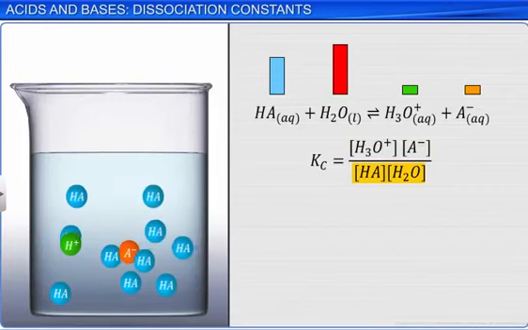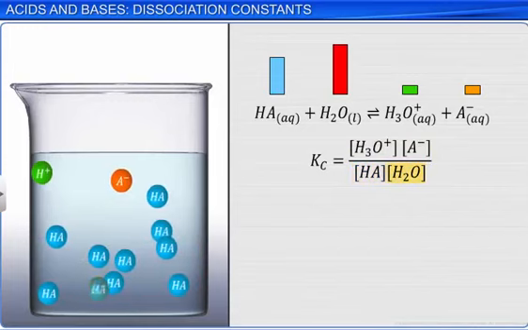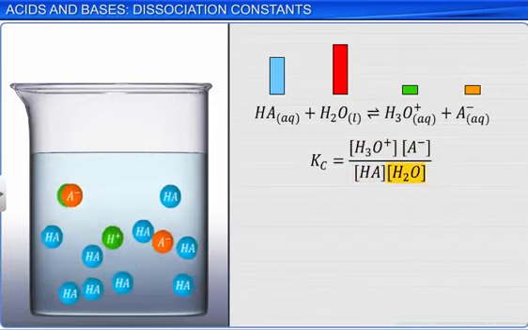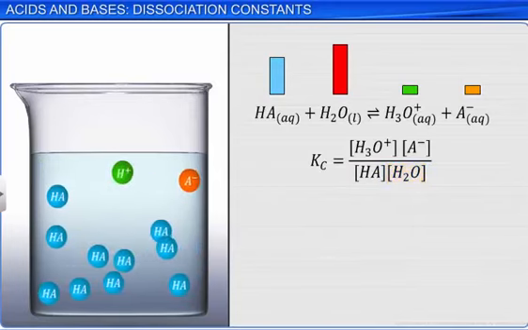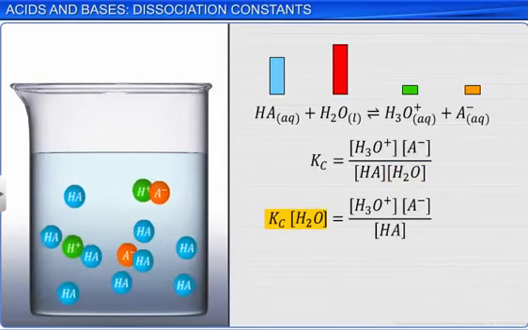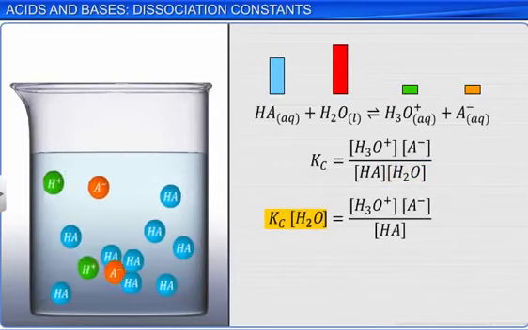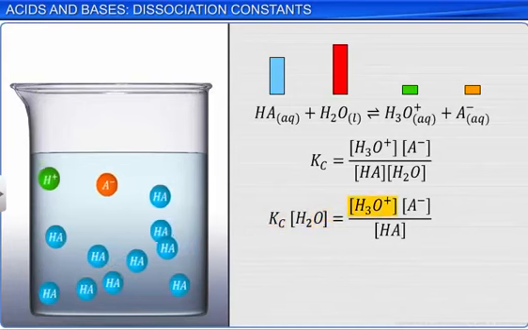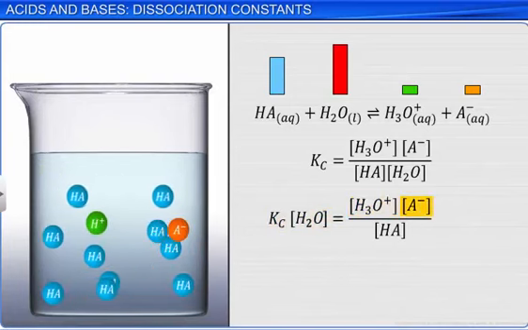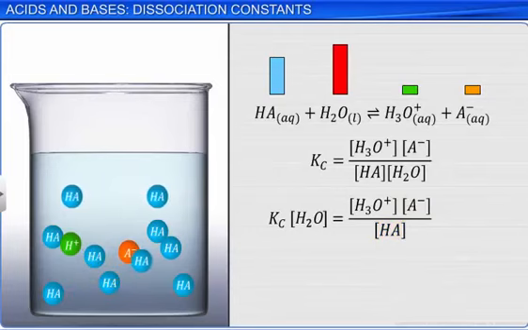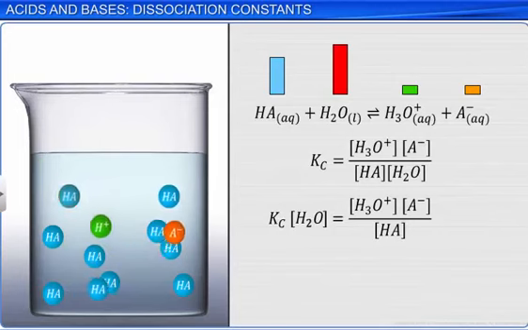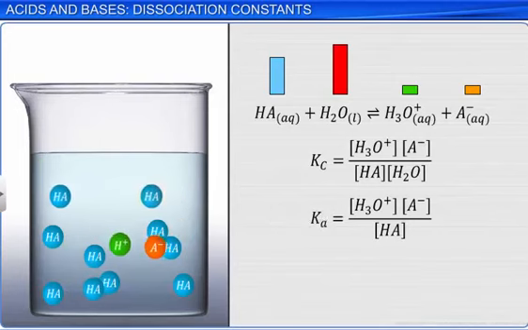As the concentration of water does not change, it can be taken as constant. Hence, it may be written as Kc times [H2O] equals the product of concentration of H3O+ and A− ions divided by the concentration of HA. Since Kc and concentration of water both are constants, their product is also constant, and it can be taken as Ka, that is, Ka is the dissociation constant of the weak acid.